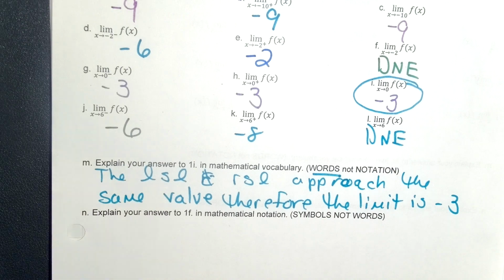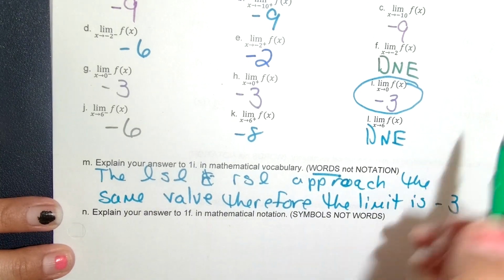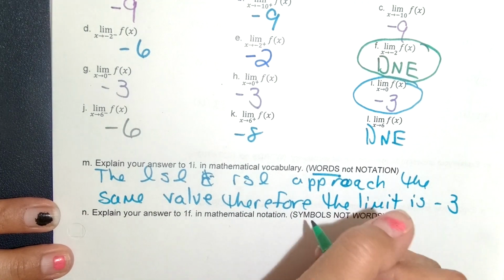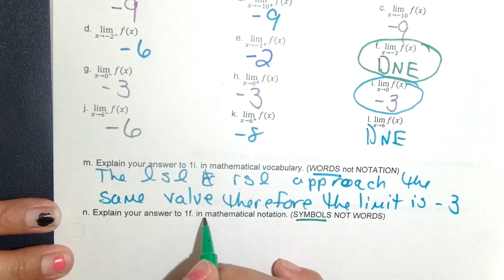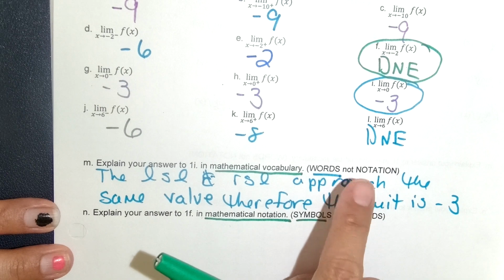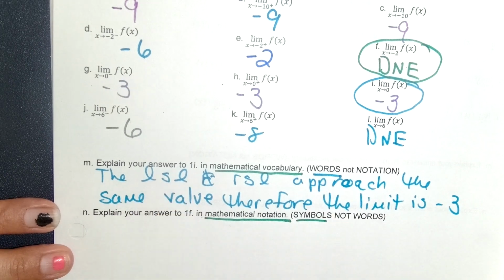All right, last but not least, we need to explain 1f. So that's this one right here. And this is in symbols. You see how it says mathematical notation. This one said mathematical vocabulary. That's why I used approaches. That's why I used value, okay? Instead of number.